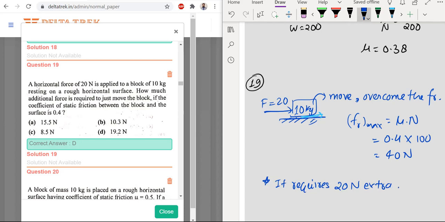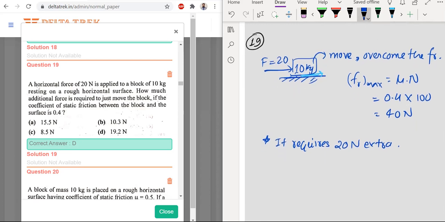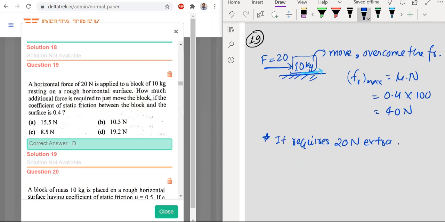See, no answer matches with the 20 except this 19.82, which means because we have considered this g as 10, अगर हम g को 10 नहीं कंसिडर करते तो आंसर थोड़ा सा कम आ जाता. So I'll say the extra force required, that extra force required is 40 minus 20, it is 20 Newton. अगर g की वैल्यू यहाँ पे कम ले लेते तो ये वैल्यू 40 से कम हो जाती, सो उसके अकॉर्डिंग माइनस भी थोड़ा सा कम हो जाता.